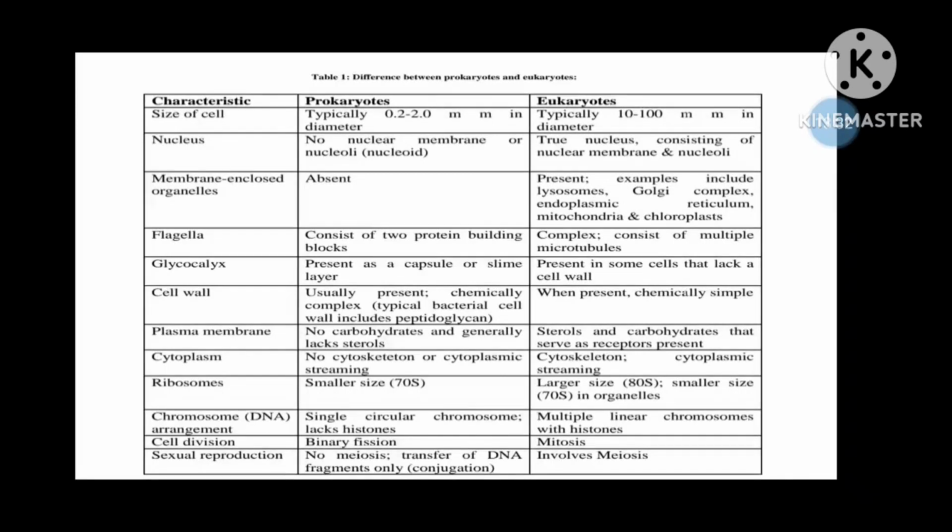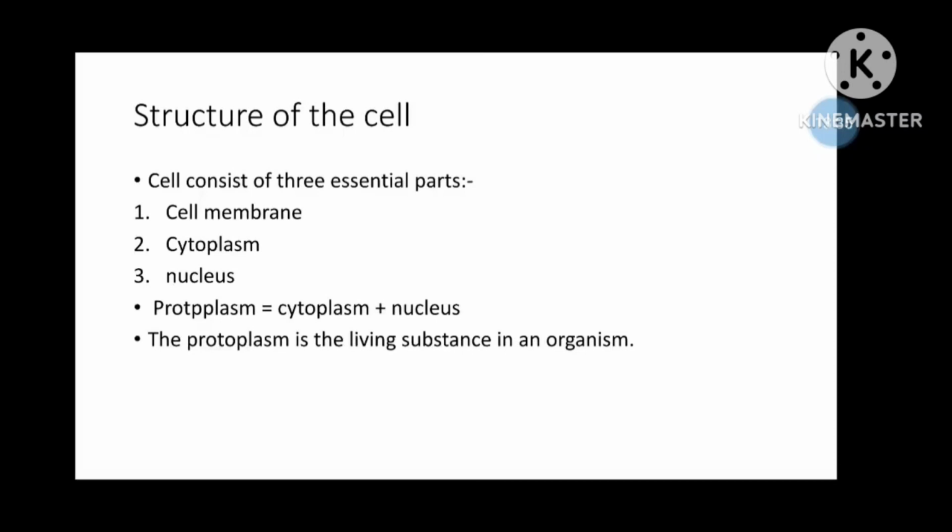Now come to the next slide. The structure of a cell. The cell consists of three essential parts. That is your cell membrane. Next, cytoplasm. Third, your nucleus. All cells are made up of these three parts. We will discuss one by one, but let's discuss the protoplasm first. The protoplasm is the living substance in an organism, and protoplasm consists of cytoplasm plus nucleus.